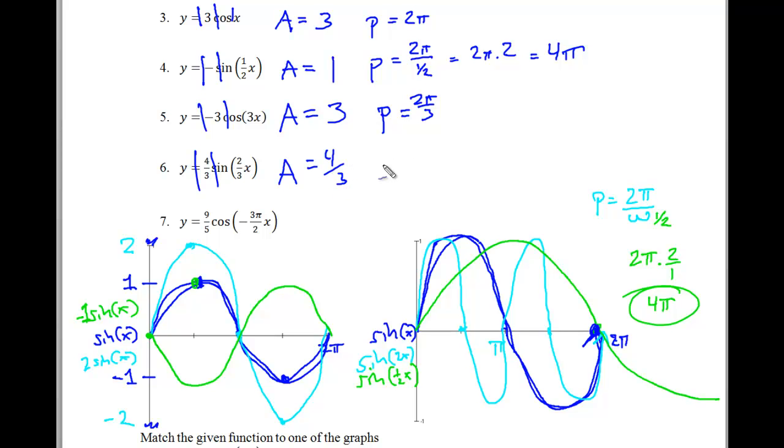and then our period is going to be 2 pi divided by 2/3, which is another way of saying 2 pi multiplied by 3 over 2. Doing a little simplification here, our period is going to be 3 pi, so it's going to be a little bit longer than 2 pi, but not as long as the one that we had in problem 4. Now, for this problem, the amplitude is not going to be any trick here. The amplitude is going to be 9/5.